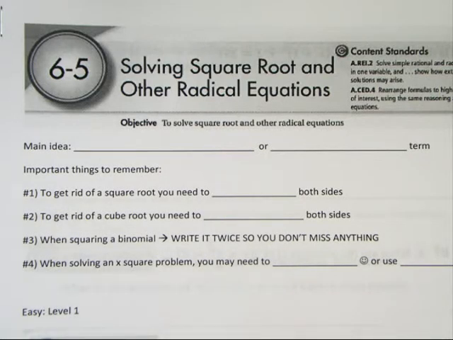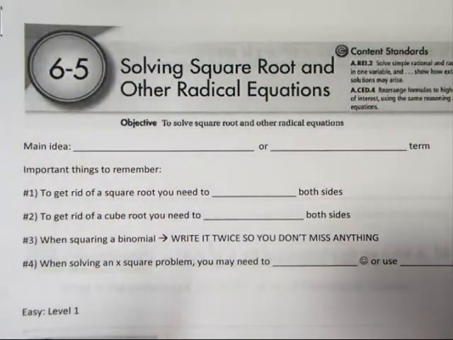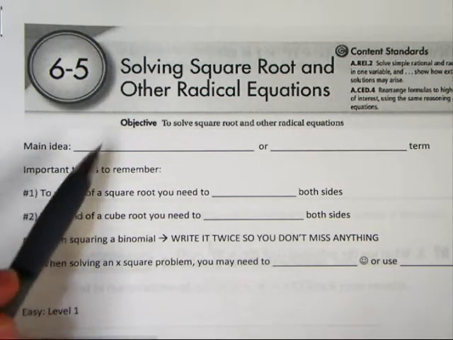6-5 talks about solving square roots and other radical equations. Your objective is to learn how to solve for x if x is under a square root or if x is by a square root. There are a couple of important things today.